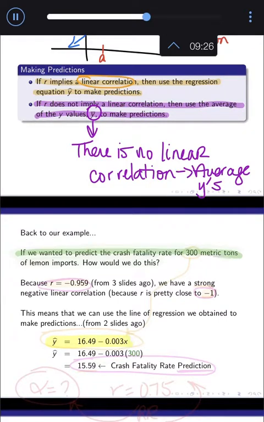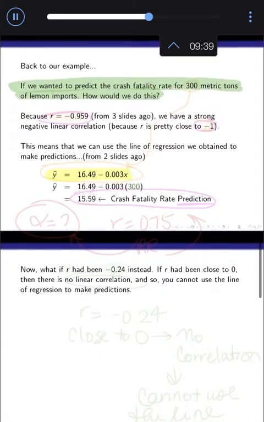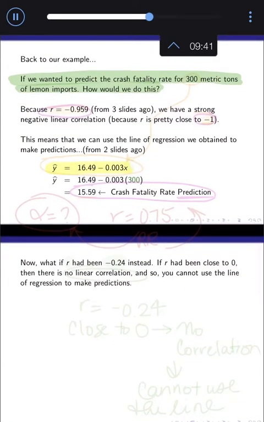So what if we wanted to make a prediction about the crash fatality rate for 300 metric tons of these lemon imports? Well, if we have a good R value that would say that we've got a linear correlation, then we can just use that 300 here and plug it in wherever there's an X. Well, let's go back. What was the R that they gave us from our LinReg t-test? If we go back a ways, we can see that the R value that we got was a negative 0.96.